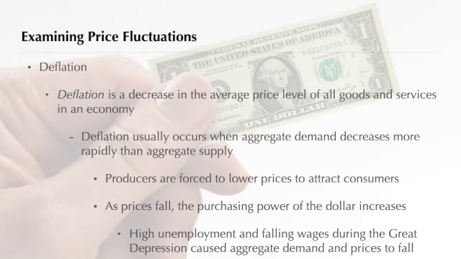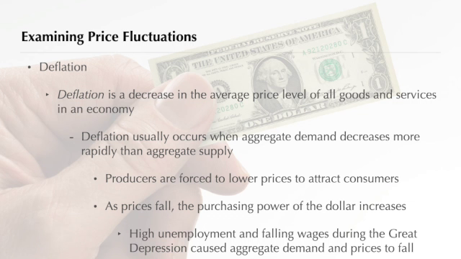A decrease in the average price level of all goods and services in an economy is known as deflation. Deflation may occur when aggregate demand decreases more rapidly than aggregate supply. In such situations, sellers are forced to lower prices to attract buyers. As prices decrease, the amount a dollar buys increases. Thus, deflation boosts the real purchasing power of the dollar.